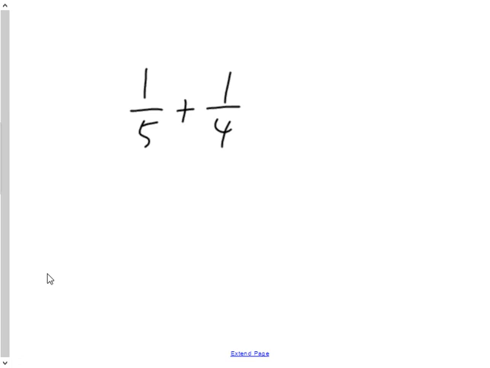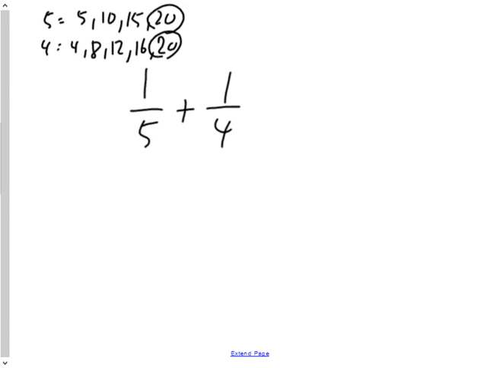The first question says 1/5 plus 1/4. Now in grade 7 you learned that when you are looking to add fractions, you're looking for the first multiple the two share. So if I look at the multiples of 5 and the multiples of 4, the first one they share is 20. What we call that is the lowest common multiple they have, which is 20. So therefore, we want to use that as the denominator for two equivalent fractions that share the same denominator.